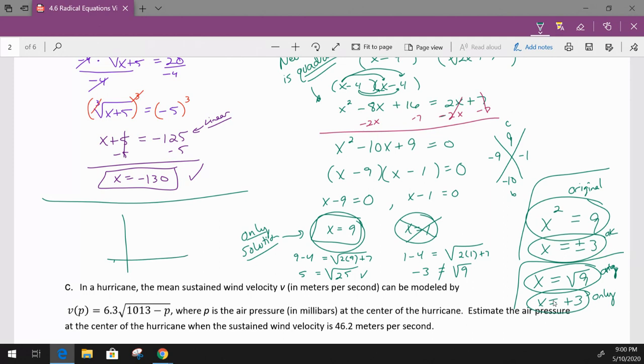So your parent square root has points at (0, 0), (1, 1), (4, 2), and it only goes off to the right. So you only have positive x values. You don't have the negative ones.